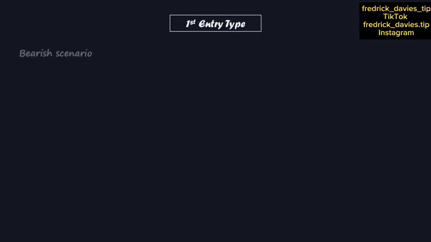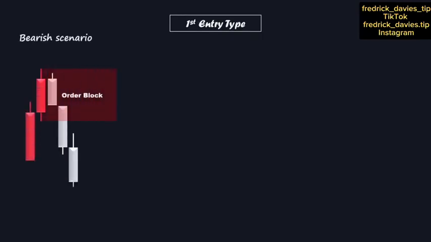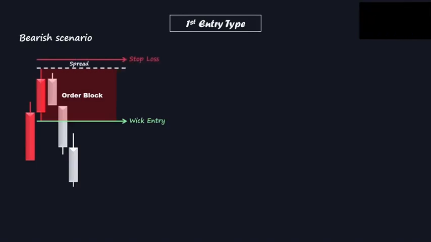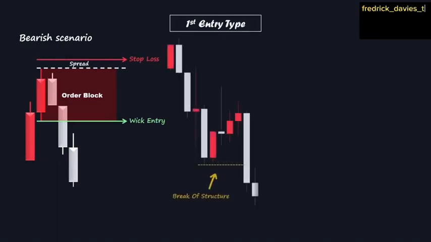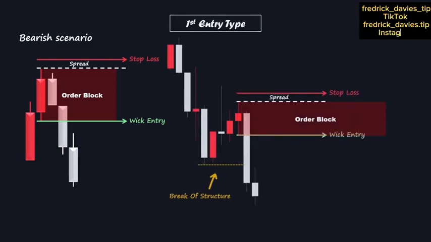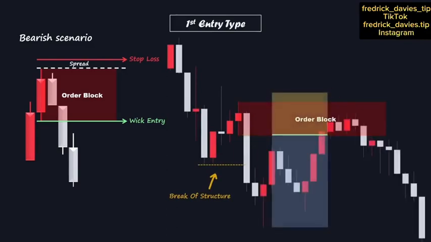The first entry method involves using the wicks to execute trades. In this type of entry, after identifying a valid order block, we place our buy-or-sell order directly on the wick. In the case of a sell position, we will place our stop loss a spread size above the higher wick of the order block. This entry setup provides a wider stop loss margin, which can directly impact the reward-to-risk ratio by reducing it. However, using this type of entry increases the probability of your order being triggered since price may simply touch the wick and then push to your expected direction.